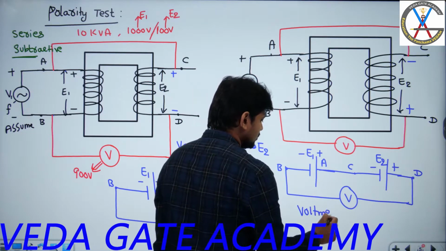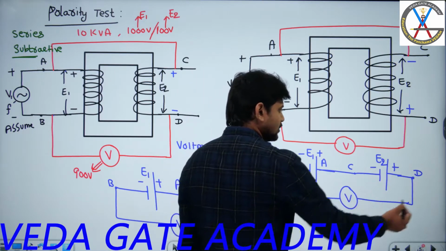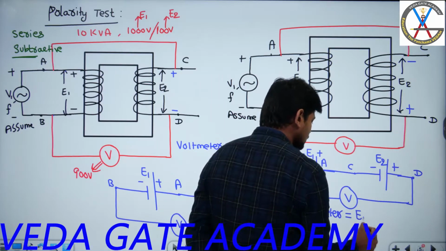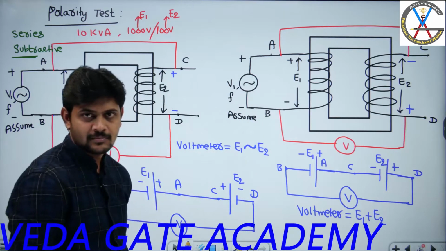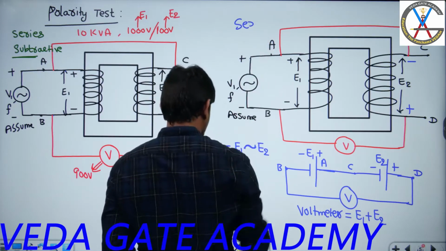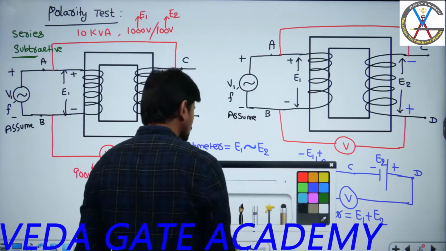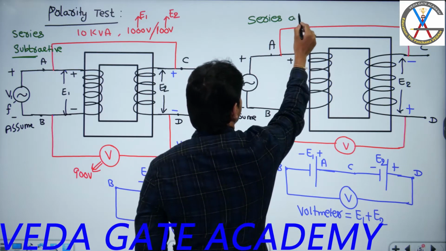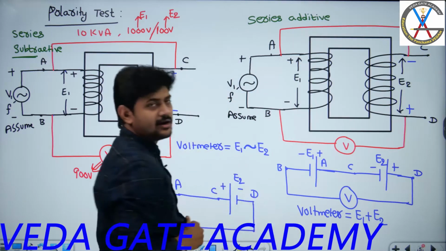Now if you try to write the expression for the voltmeter, what expression are you going to get? You can apply KVL. So if you apply minus E1 minus E2, or if you apply from this side E2 plus E1, that means finally you are going to get the sum of these two EMFs, right? So can I say it is a series additive connection or a series subtractive connection? I can say it is a series additive connection, because the two voltages are going to be added with each other. So this is my series additive connection.